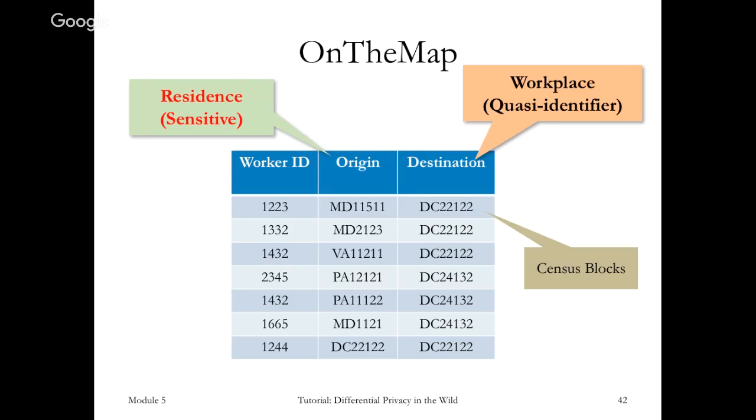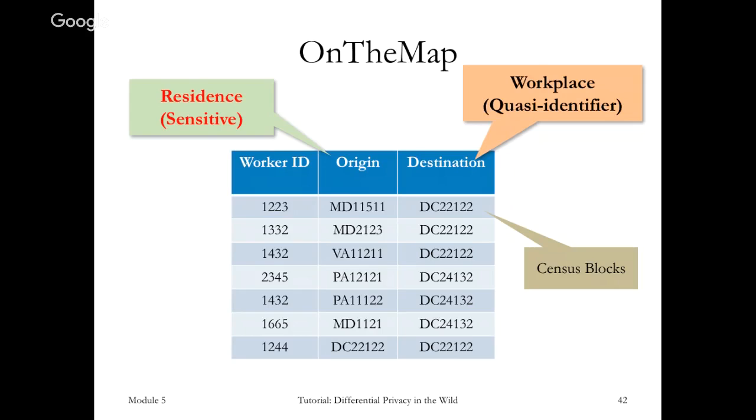Okay, so what is this data set, right? So you can basically simplify this data set as essentially trying to release counts of people who work in a specific place and live in a specific place, right? So there's origins and destinations, and there are these worker IDs. And basically, you know where businesses are located, right? Because that's a physical location. You know where they are.